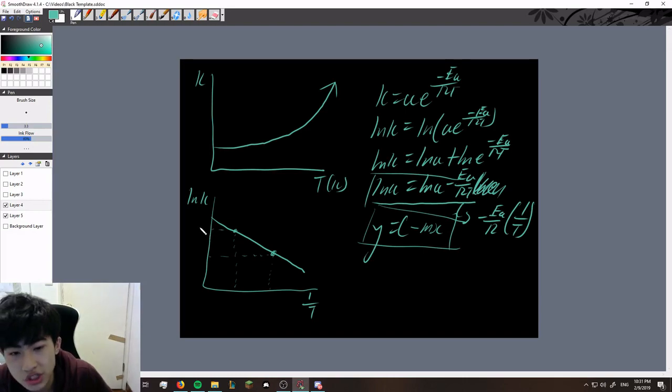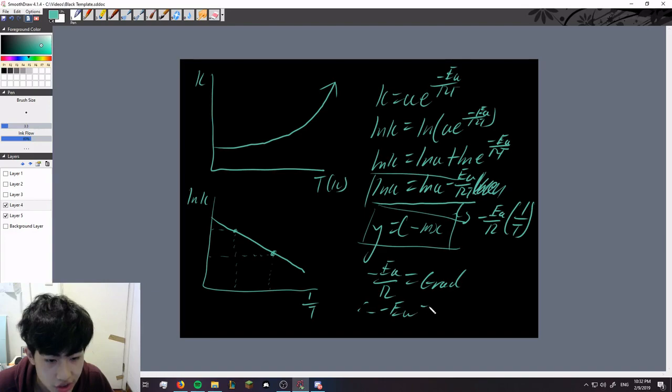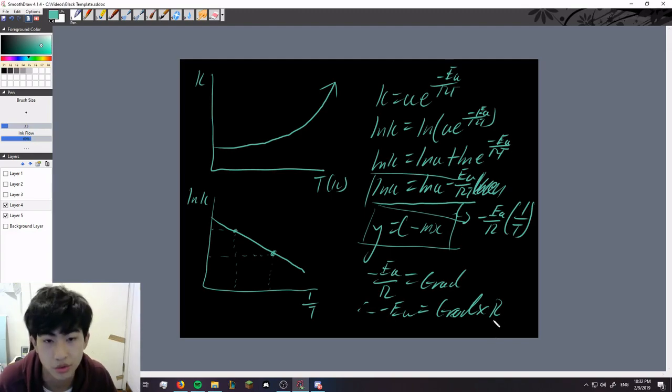So if we find 2 points, if we find ln K and we get 1 over temperature, we can substitute these values into the equation to find the gradient of our line, and the gradient of our line is going to equal negative EA over R. Therefore, our activation energy is going to be the gradient of our line multiplied by the universal gas constant, which is just in the end a constant. It's just approximately 8.314.